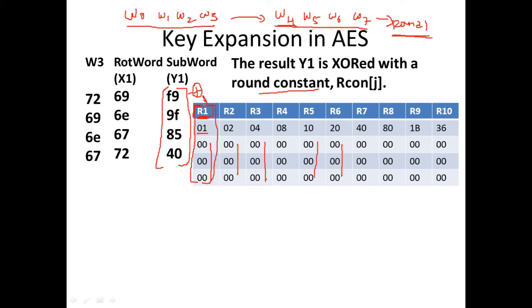Is that clear? If I am going to find W8, W9, W10, W11, this is actually for round 2. So which round constant will I be using? I will be using R2 when I am trying to find W8.